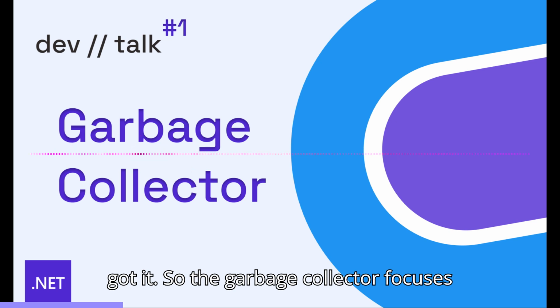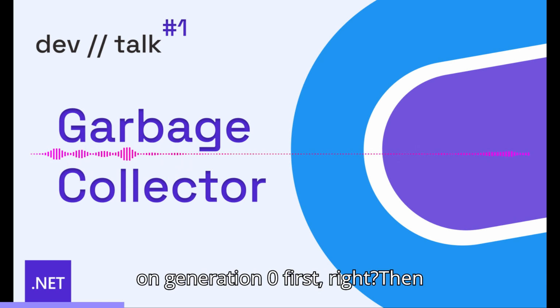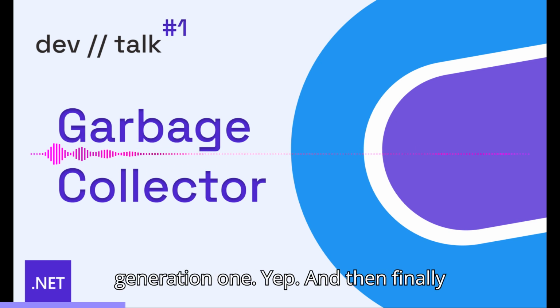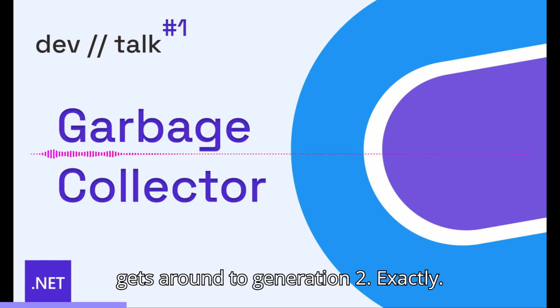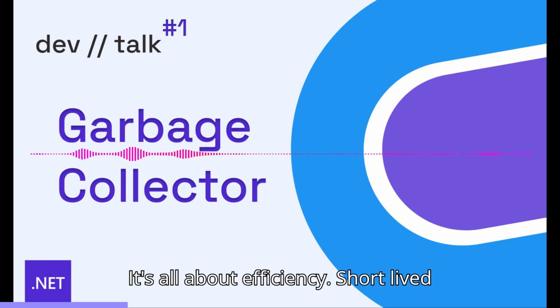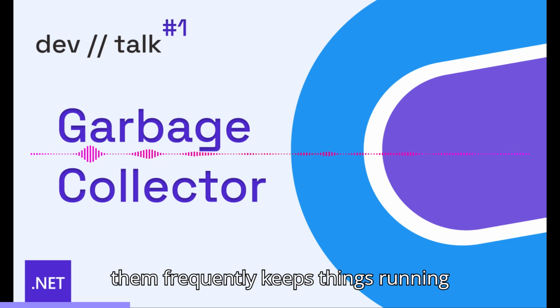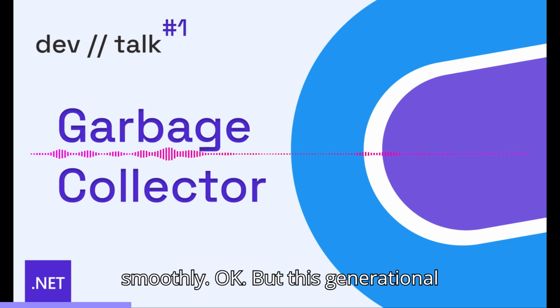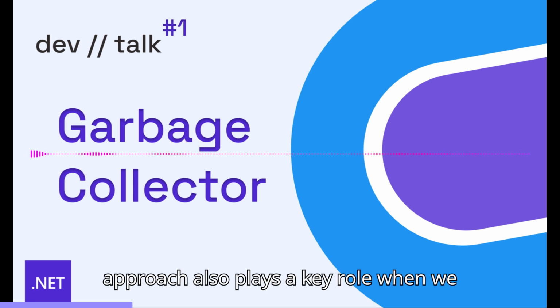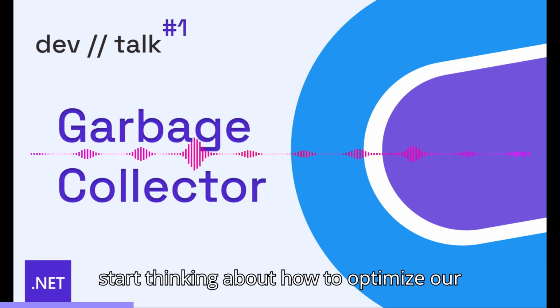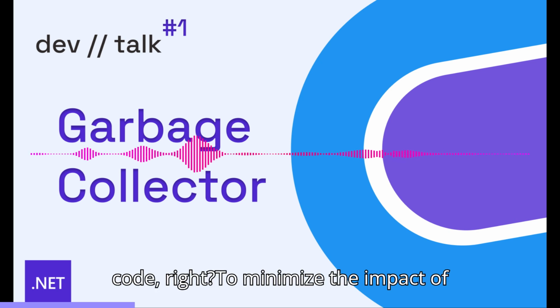You got it. So the garbage collector focuses on Generation 0 first, then Generation 1, and then finally gets around to Generation 2. Exactly. It's all about efficiency. Short-lived objects are more numerous, so cleaning them frequently keeps things running smoothly. But this generational approach also plays a key role when we start thinking about how to optimize our code to minimize the impact of garbage collection.